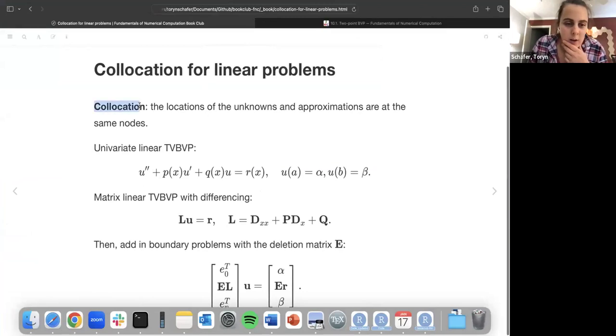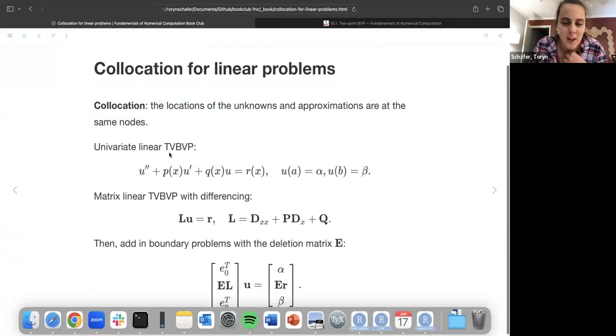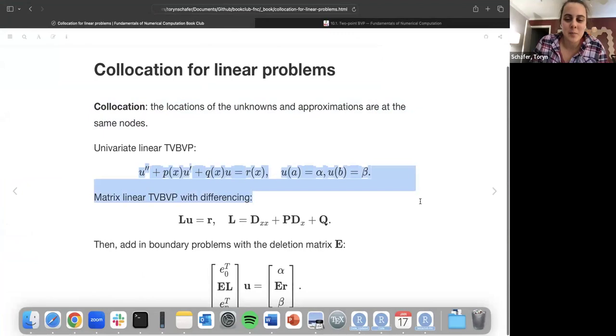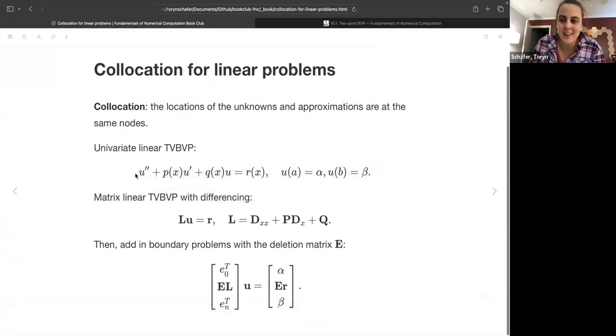Okay, so going back to collocation. The way it's written down is harder to explain than just looking at it. A two-point boundary value problem is linear if you can write it in this form: we have the second derivative, plus some coefficient function times the first derivative, plus some coefficient times the function, equals some function only of x. So we can see clearly this is a linear form in some way. And then we have the two conditions here.